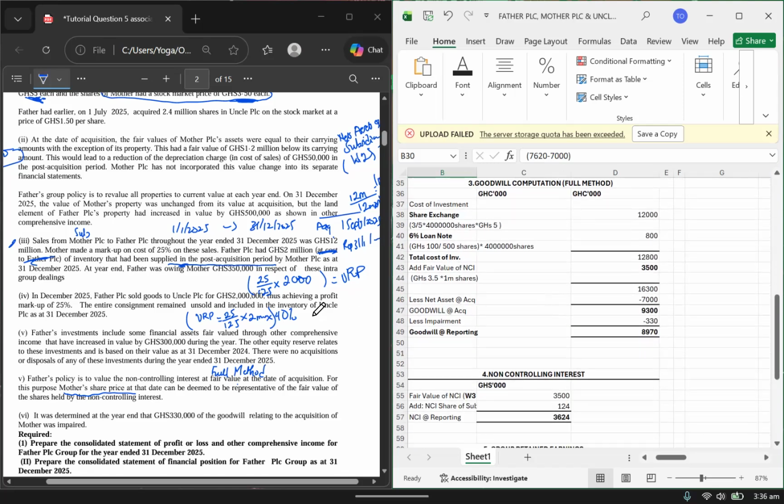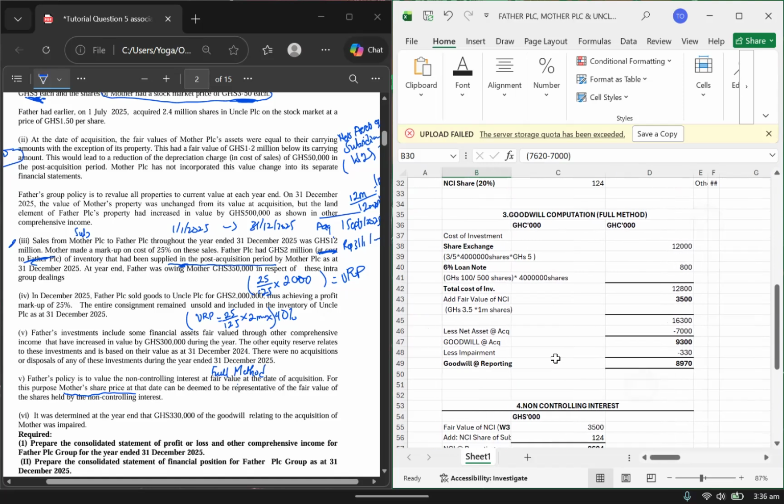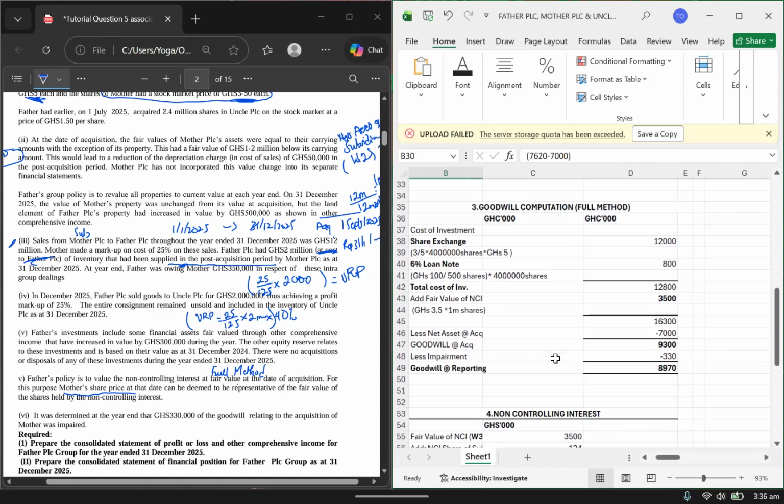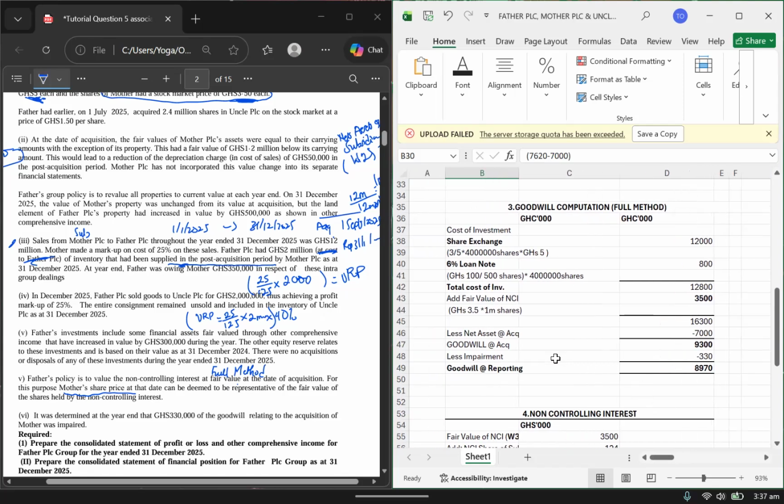Now let's come down to the goodwill computation. As I said earlier, some people will choose to do the purchase consideration somewhere else and then bring it to the goodwill computation. But because they said five basic workings, they added the purchase consideration to the goodwill, so I also decided to do it as part of it. But some people normally do the purchase consideration as a working on its own, carry the total and then bring it here.